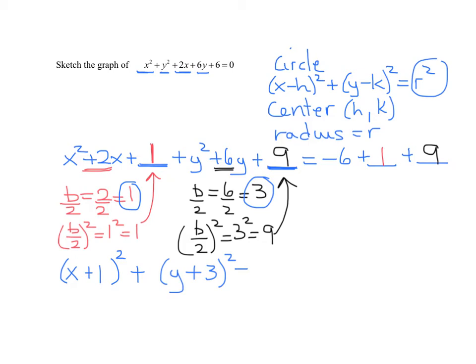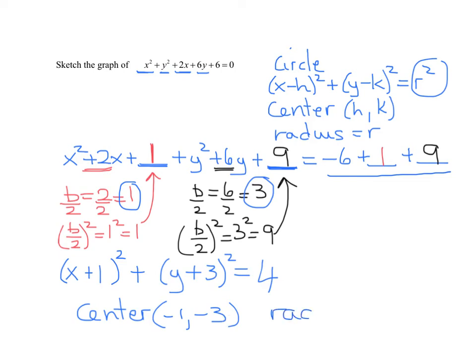So now what does it equal? All we have to do is go over here and add those numbers together. So we get 9 and 1 is 10. 10 minus 6 is 4. So now, where is the center of this circle? Remember, to find the center, here I have a minus h, here I have a plus h. So this number is the opposite of this number. So my center is at (-1, -3), because the opposite of this is -1, the opposite of this is -3. And what is my radius? My radius is the square root of this number here, so my radius is 2.